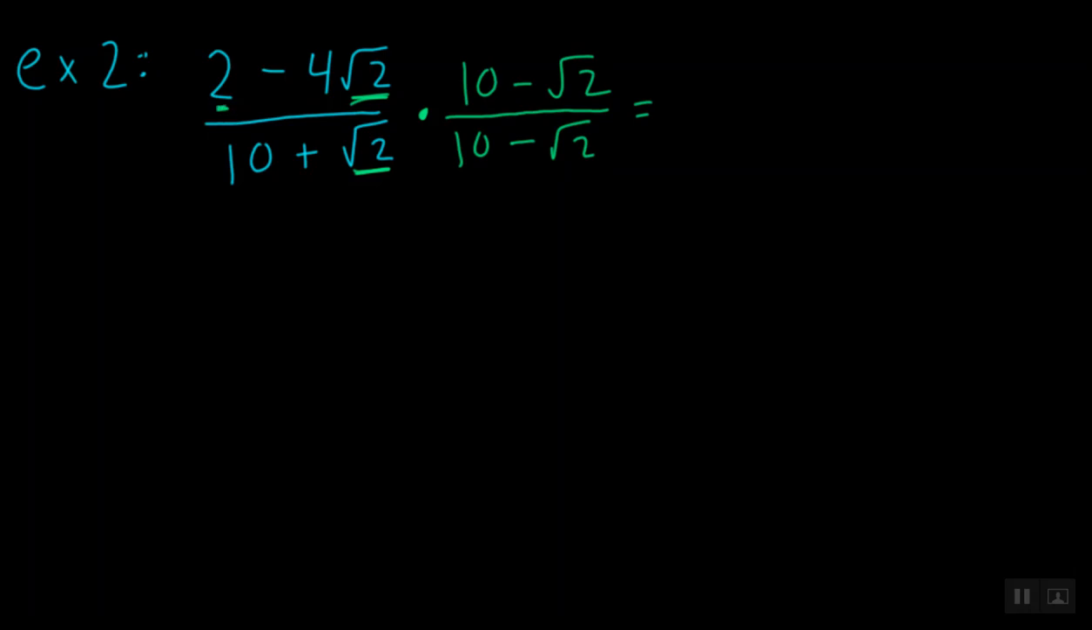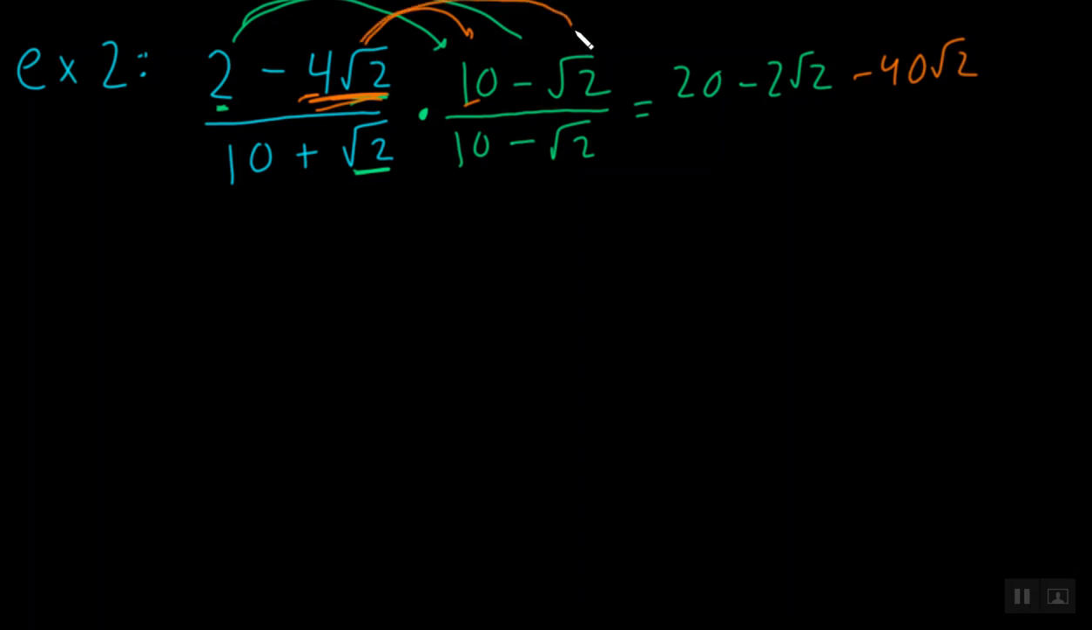So for our very first term, the 2 will be multiplied by 10. 2 times 10 will give us 20. And 2 times negative square root of 2 will be minus 2 square roots of 2. Let's switch colors. Now we're going to multiply this term, negative 4 square roots of 2 times 10. Well, negative 4 times 10 is negative 40 square roots of 2.